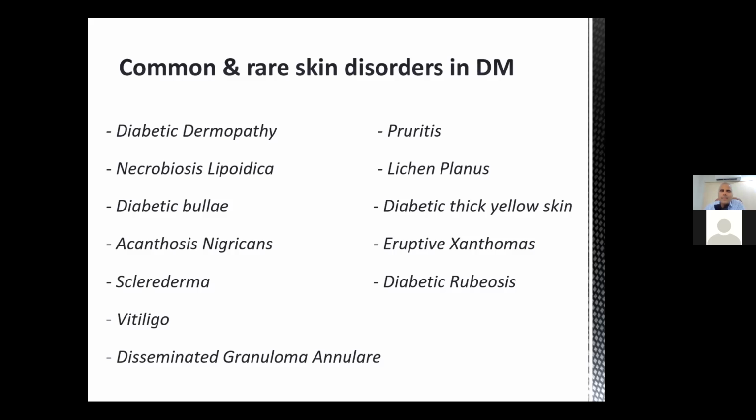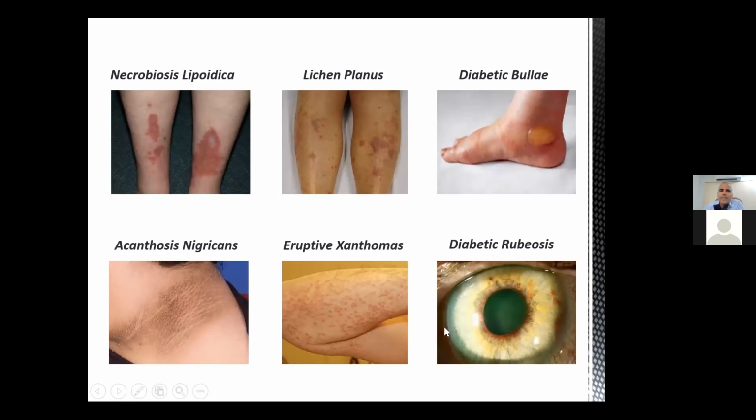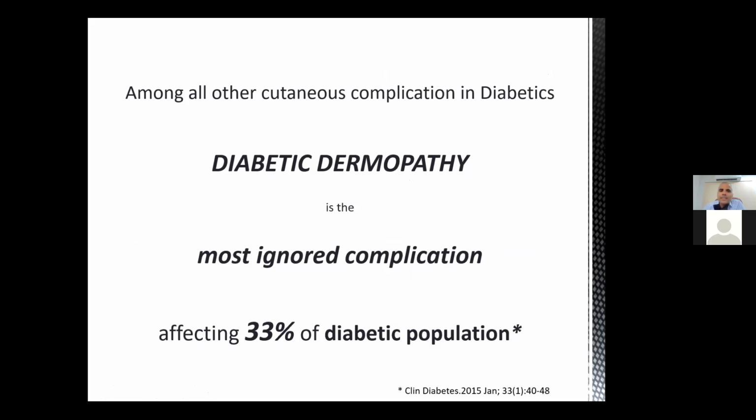Some of these characteristic lesions are necrobiosis lipoidica, acanthosis, eruptive xanthomas, lichen planus, and bullae. Especially in somebody who has swollen feet, there may be a cellulitis or there may be Charcot's foot. That is important to identify. And the neovascularization of the iris, which is rubeosis diabetica, can also be there.